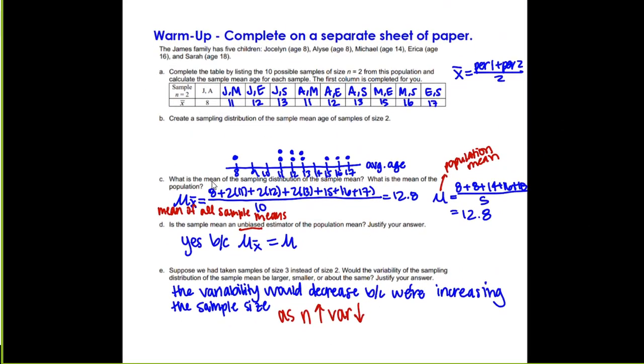This is an example of a sampling distribution where we can actually see all possible samples of the same size from the population, because our population only had 5 people in it, and all possible samples were 2 at a time, and so we were able to calculate that there.